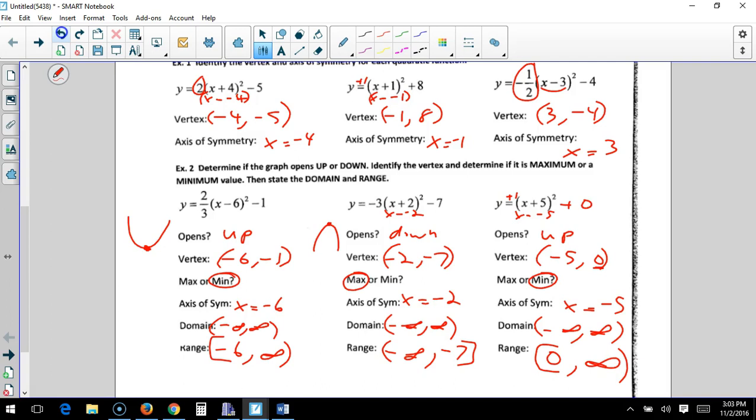I did make a mistake. I don't know if anybody caught it yet. But the vertex on this first one is going to be negative 1. The y value, not the x value. Because it's over negative 6 and down to negative 1. So negative 1 is the range. And again, you can find the range from this number right here. Sorry about that.